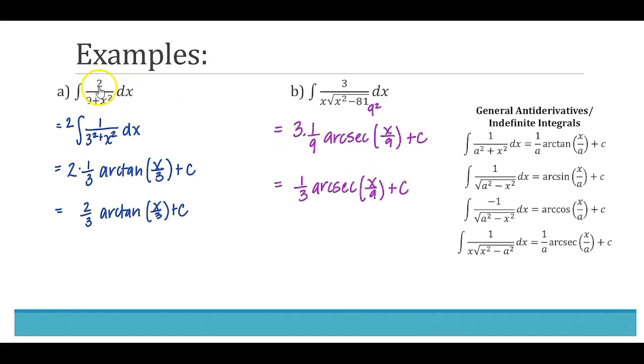So really what it comes down to with these two problems is recognizing that the integrand has one of these forms so that I can go straight to one of these transcendental functions as my answer.